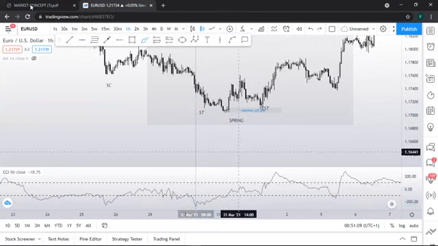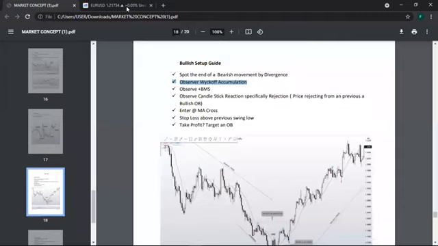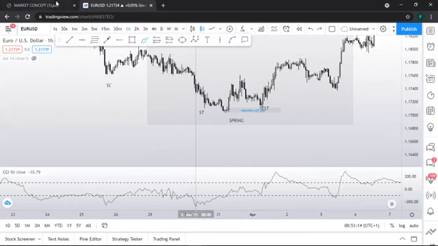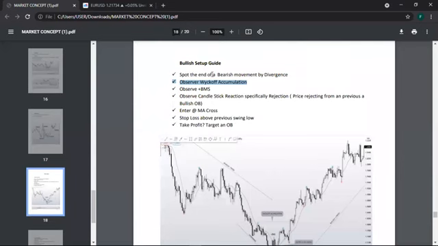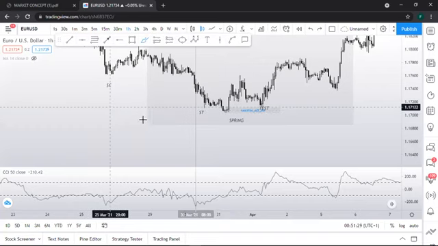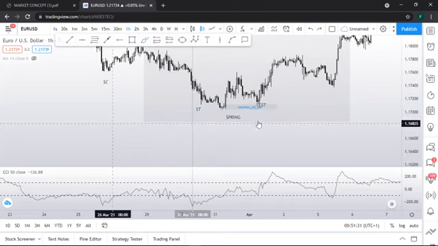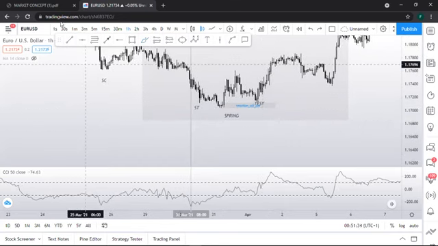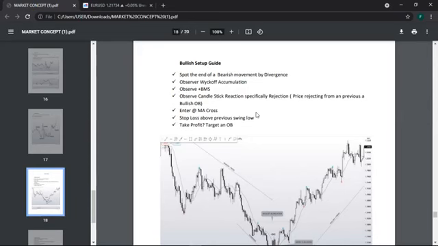All right. Now, we've got two concepts figured out. We've got spot the end of a bearish move by divergence, and we're observing Wyckoff accumulation on the 1 hour time frame. That is two confluences met. All right, two confluences met for us to be ready to take a valid trade. Typical setup. All right, so great. Now the third says we want to observe the break of market structure, BMS.